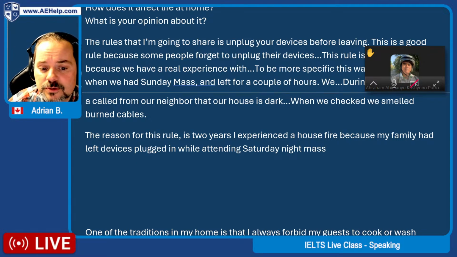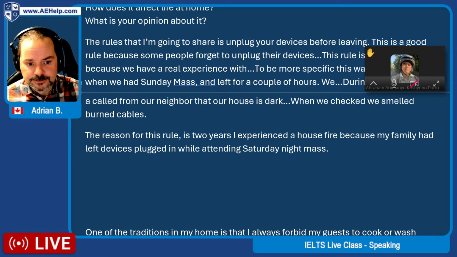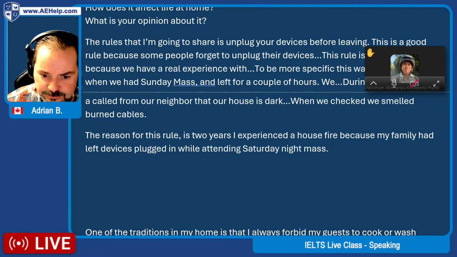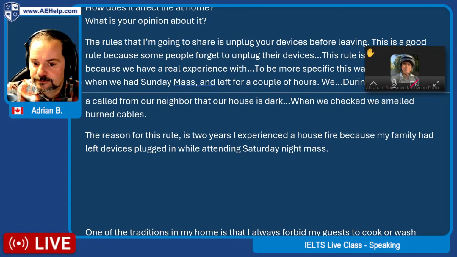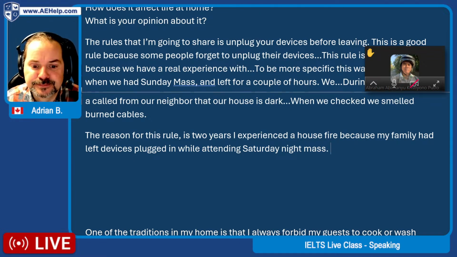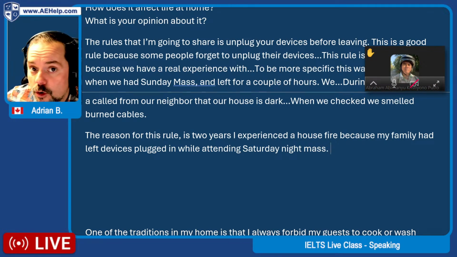So the reason for this rule is 2 years ago I experienced a house fire because my family had left devices plugged in while attending Saturday night Mass. Can you just say that? Originally, the reason for this rule is that 2 years ago we experienced a house fire because we had left a device plugged in while we were attending Saturday night Mass. Okay, good.